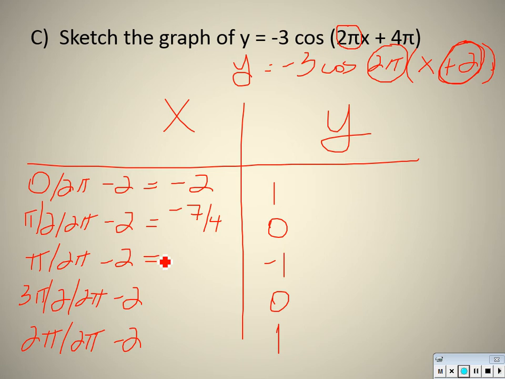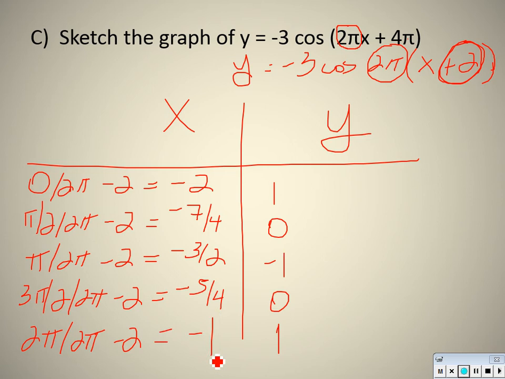Then here I have pi divided by 2 pi is 1/2. 1/2 minus 2 is negative 3/2. Here I have 3 pi over 2 divided by 2 pi is 3/4. Minus 2 would be negative 5/4. And then finally here, 2 pi divided by 2 pi is 1, minus 2 would be negative 1.